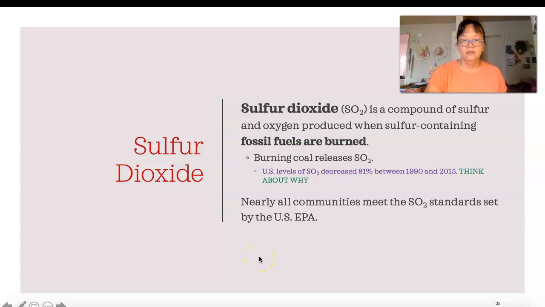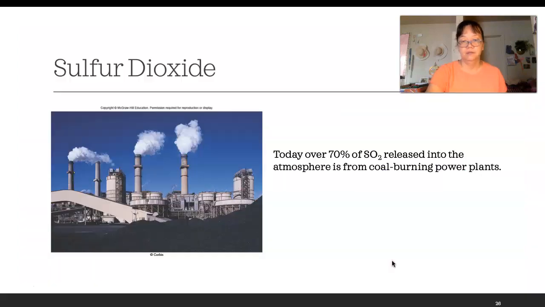So nowadays, nearly all communities meet the sulfur dioxide standard set by EPA, which is a very good thing. And this picture shows you how those power plants keep burning the fossil fuel and release sulfur dioxide into the atmosphere.